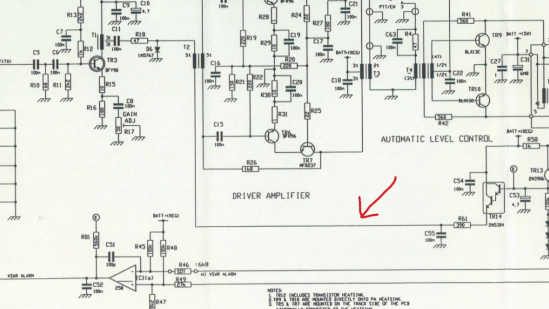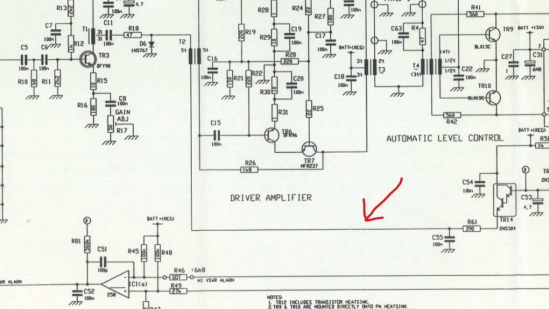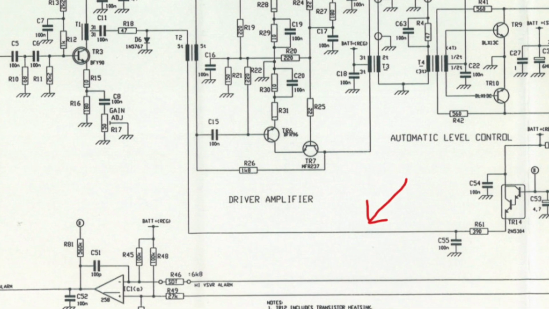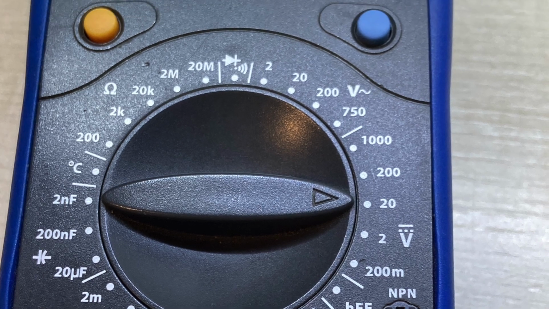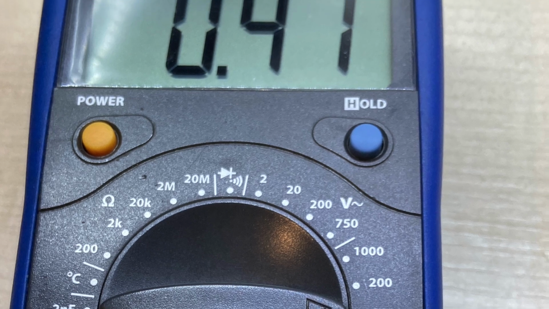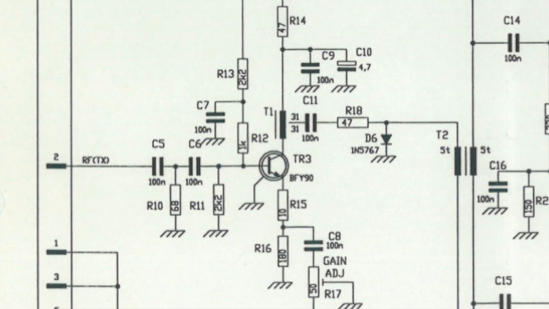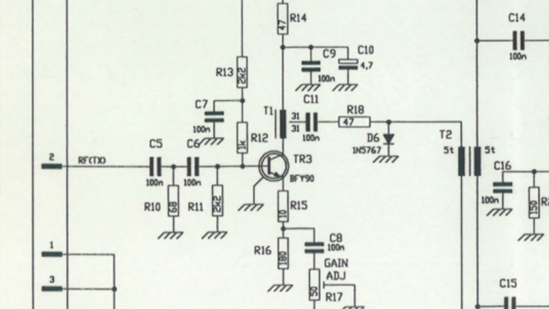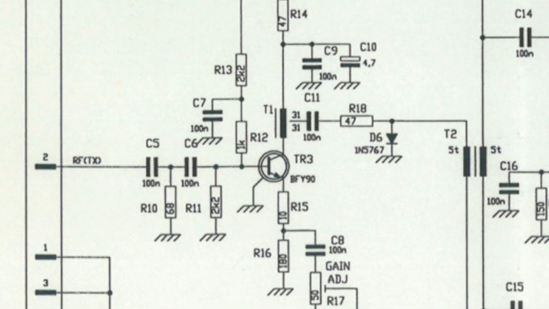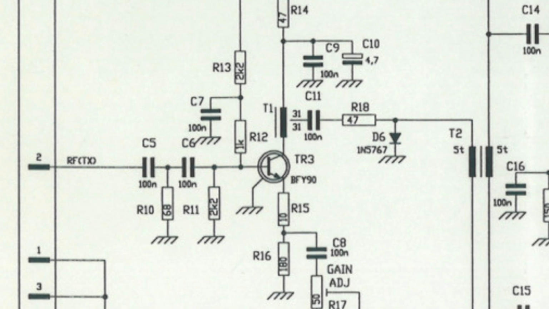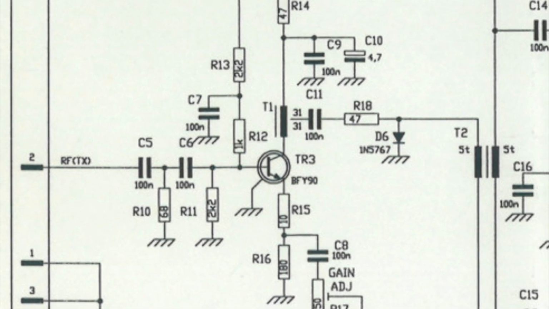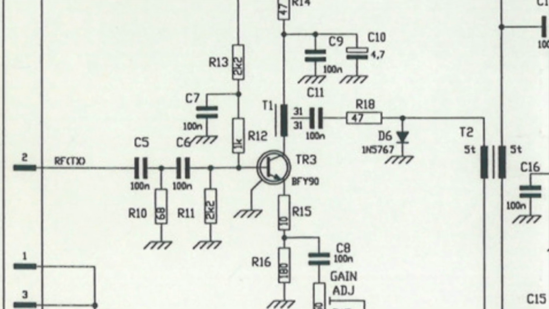The next thing was to measure the transistor TR14. You should have about 0.5 volts in the emitter leg. This means that the automatic power gain control kicks in. We need to do more tests.